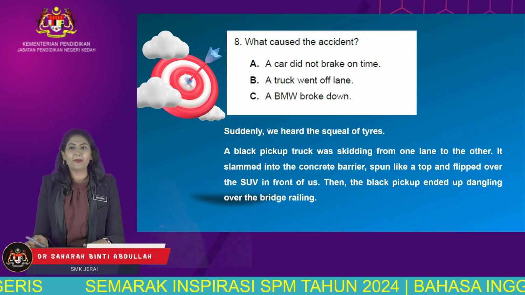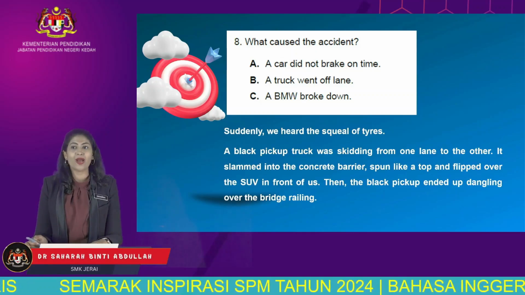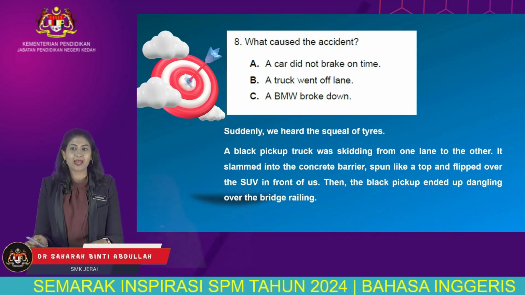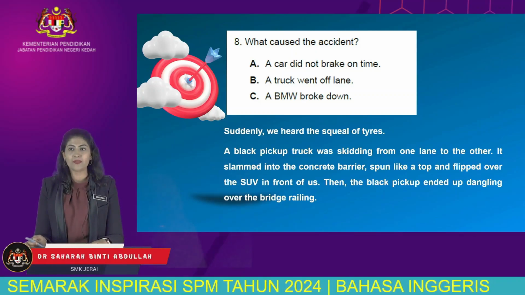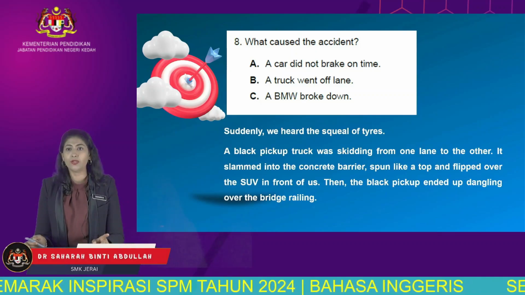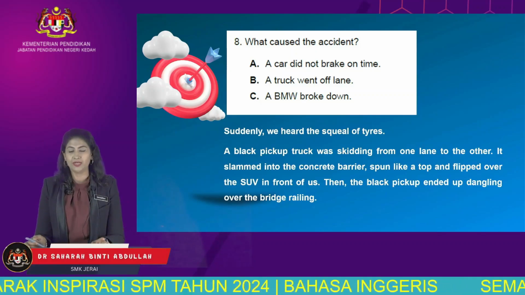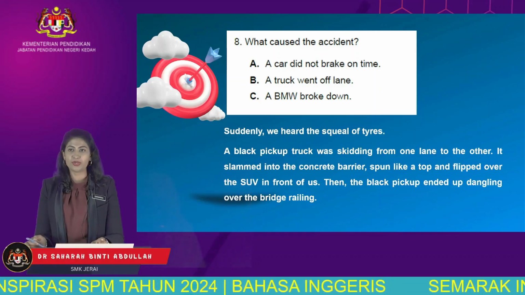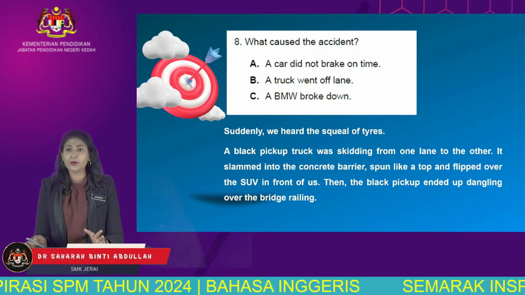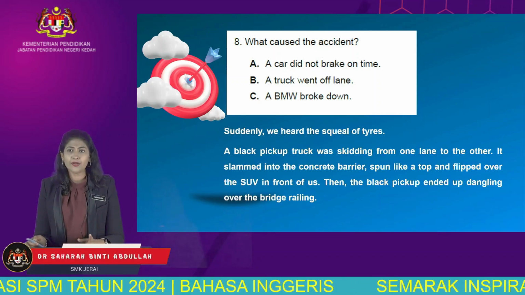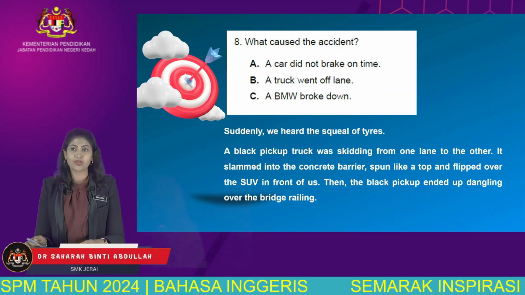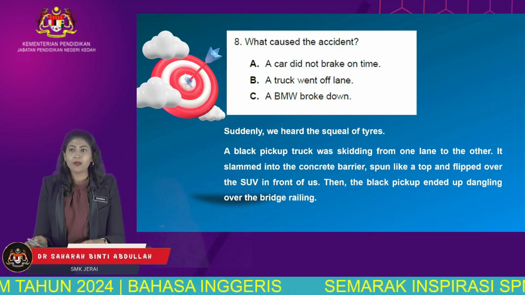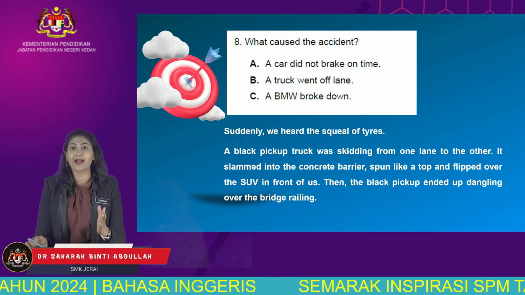A black pickup truck was skidding from one lane to the other. It slammed into the concrete barrier, spun like a top and flipped over the SUV in front of us. Then the black pickup ended up dangling over the bridge railing. So what could be the possible answer? A car did not brake on time? No, it's not mentioned, so it is not the correct answer.